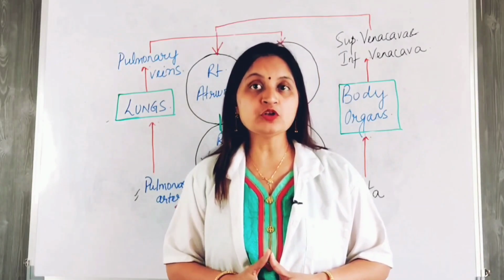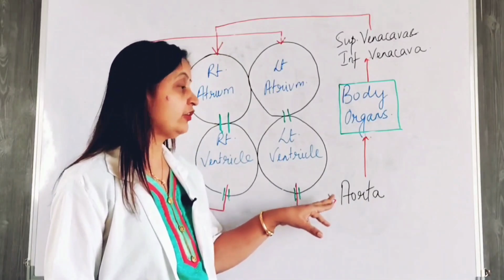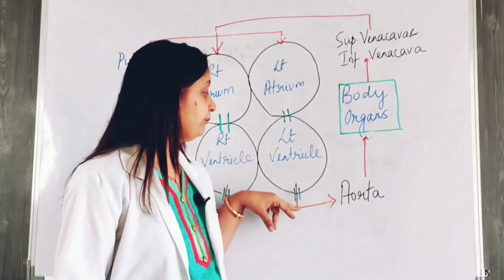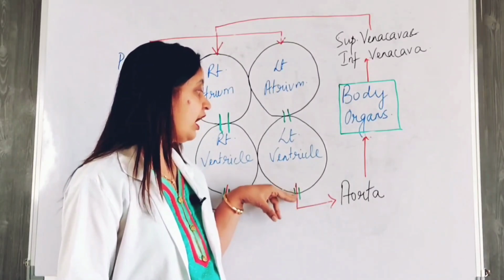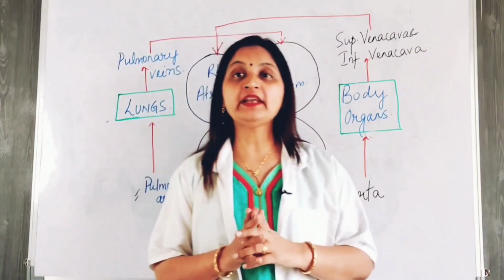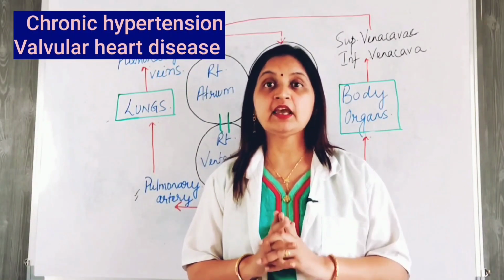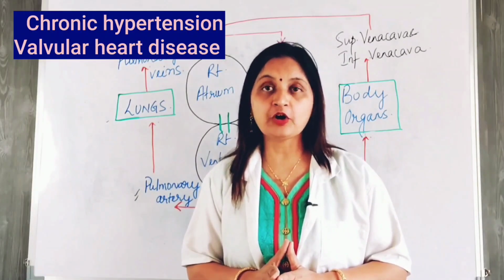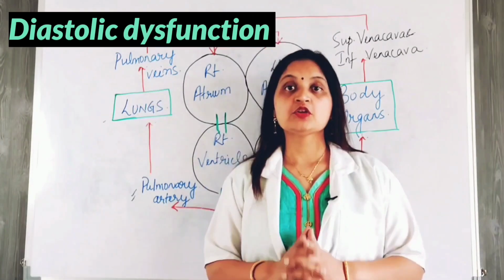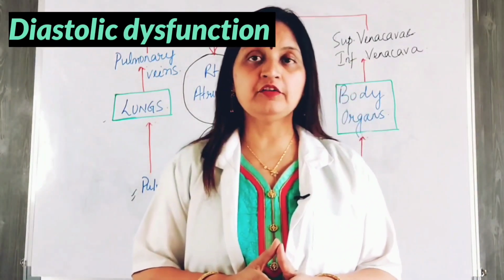Systolic heart failure can also be precipitated by chronic hypertension causing increased resistance in the systemic arteries, causing impedance to the cardiac output that is released by the left ventricle. So, chronic hypertension or valvular heart disease, such as aortic stenosis, increases the resistance to cardiac output, and this can cause systolic heart failure. So coming to the causes of diastolic dysfunction or diastolic heart failure.